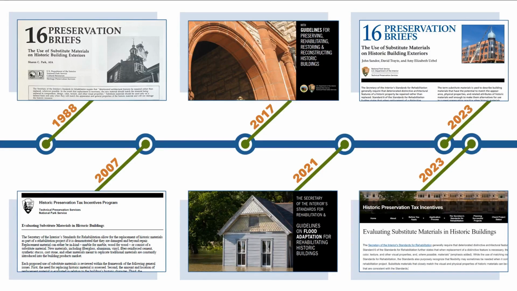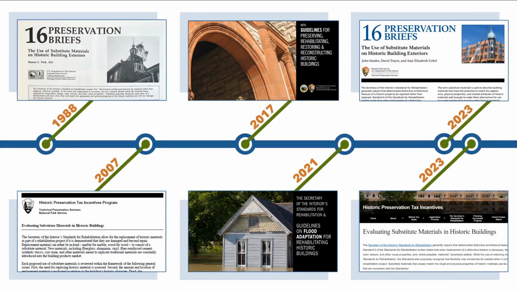More recently, the treatment guidelines were revised in 2017 to incorporate additional building types and materials, reflecting contemporary and current best practices. The guidelines on flood adaptation for rehabilitating historic buildings were issued in 2021. Both of these documents, referenced here in the middle of the screen, utilized a recommended versus not recommended treatment format with more content related to the use of substitute materials and the Secretary's standards.